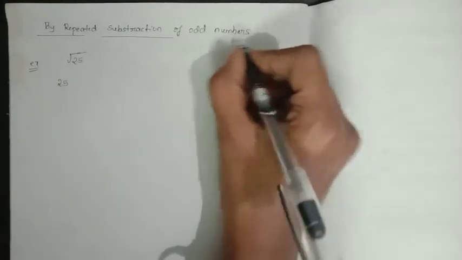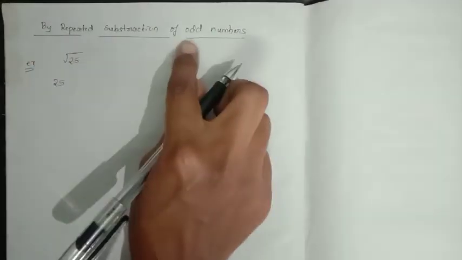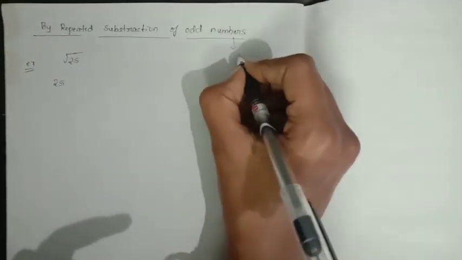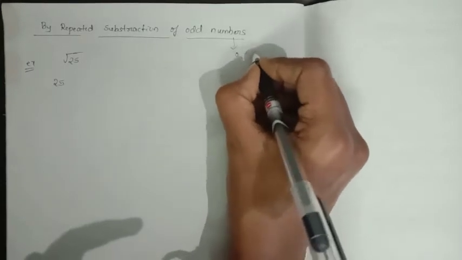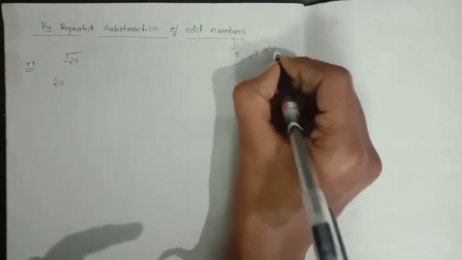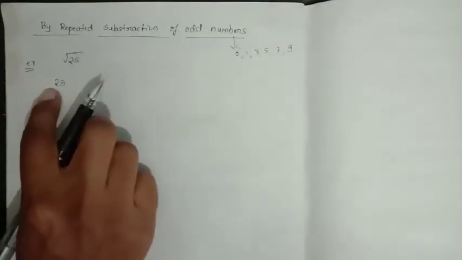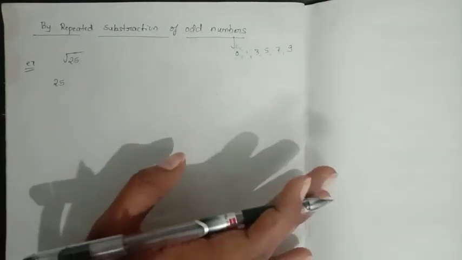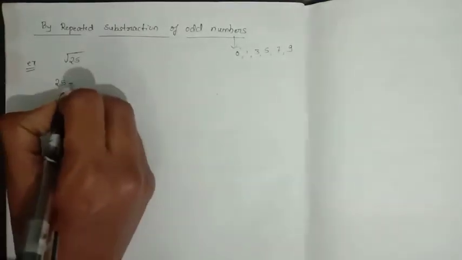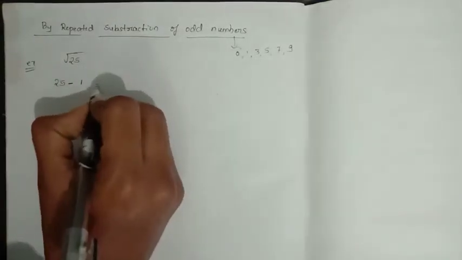Okay. So that I will not write. I will just write repeated subtraction of odd numbers. So odd numbers, you know that 0, 1, 3, 5, 7 and 9. We will not consider 0 because 25 minus 0 is 25 only. So just start with 1. So 25 minus 1 is 24.